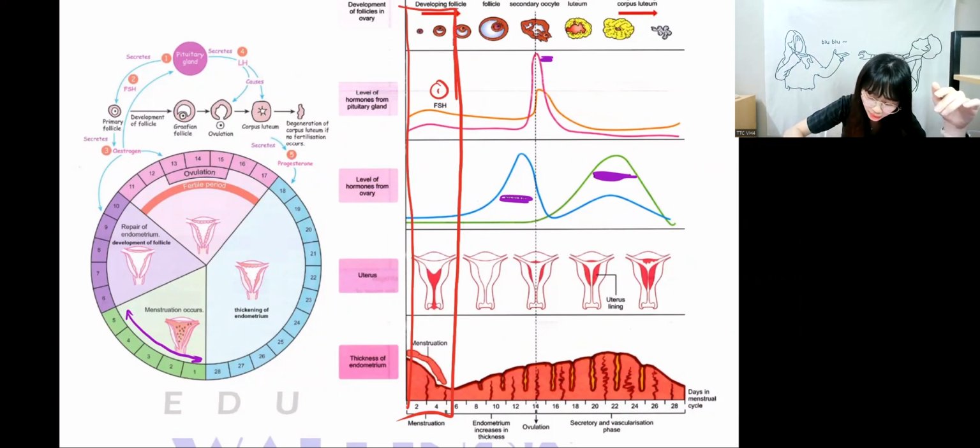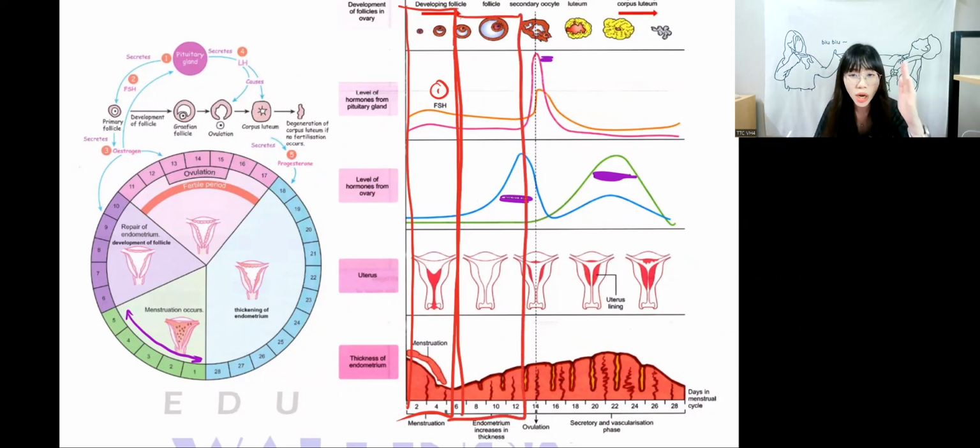Okay, day 6 to day 13. Remember, it's always downwards or upwards. We cannot look sideways. Day 6 to day 13, which line is the highest? We lack pink, blue, and green.